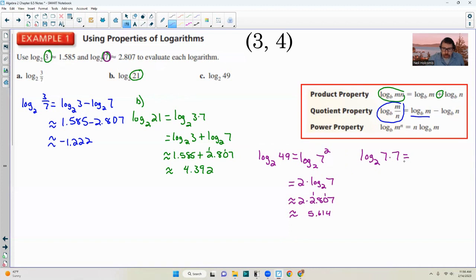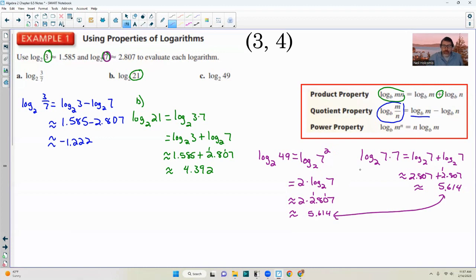Now, if I did log base 2 of 7 times 7 instead, I would get this to equal the log base 2 of 7 plus log base 2 of 7. And that's going to be approximately log base 2 of 7 is 2.807 plus 2.807. 7 plus 7 is 14. 8 plus 8 is 16. Carry the 1. 2 plus 2 is 4. Plus 1 is 5. And I get, again, 5.614.